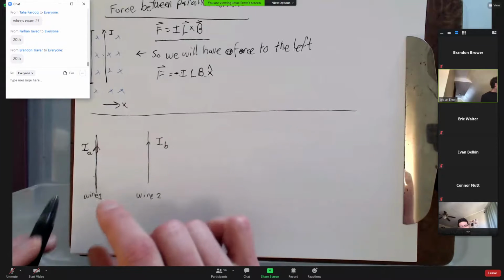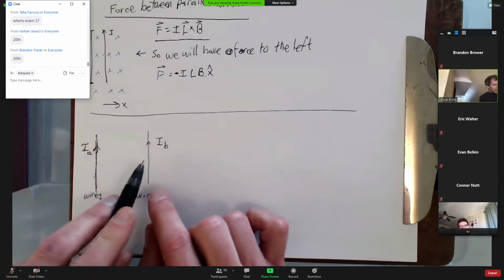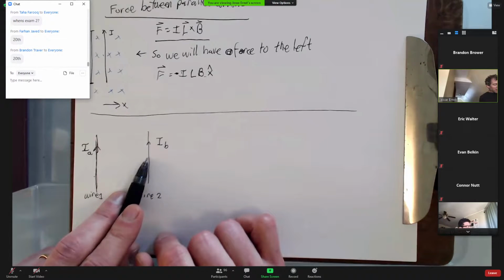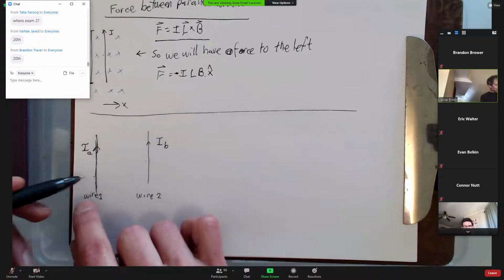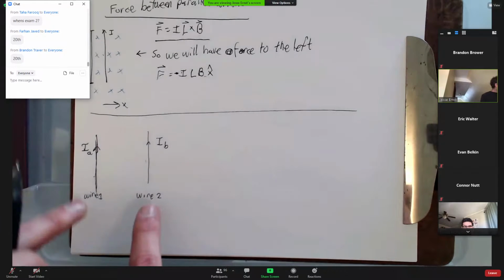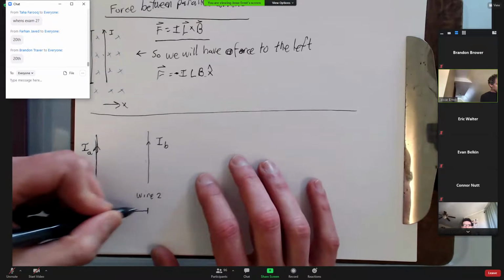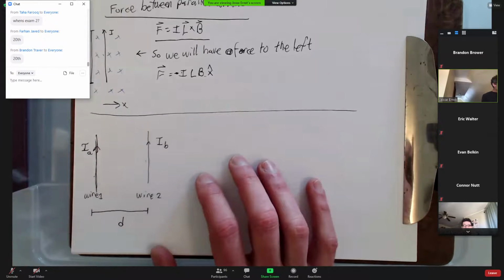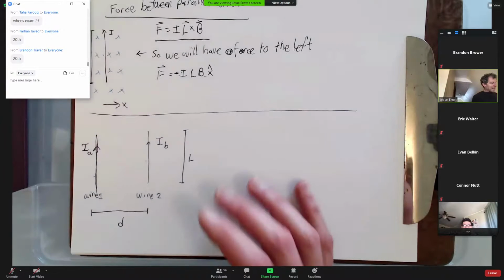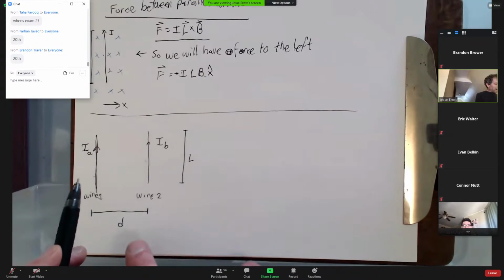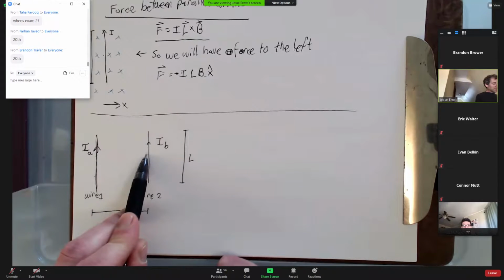The outline of what we're going to do is this: this wire is sitting in a B field, because it's some distance away from this other wire. Let's give these things distances. Let's say it's a distance D away, and each of these wires has a length of L. So the basic idea is that this wire produces a B field where this wire lives.